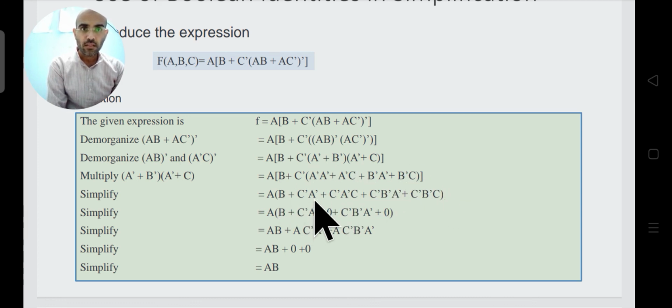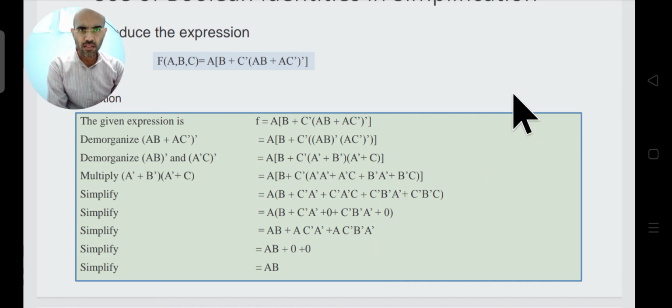Then simplify it by using common sense: a bar dot a bar will give a bar only. Similarly, now multiply this c bar with this c bar. Whatever function you are getting, reduce that. Then, applying the distributive law, multiplying a with the other variables and opening the bracket, we get this. Then the final answer is AB.